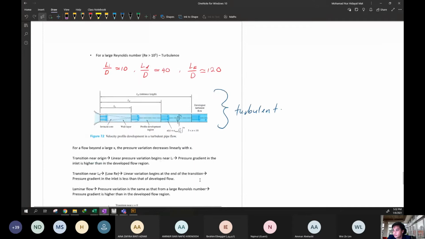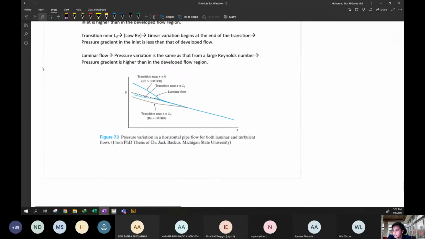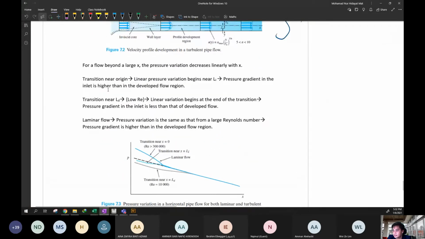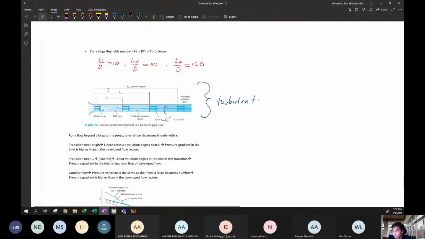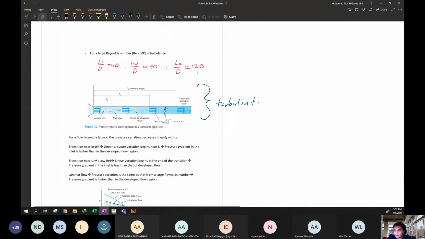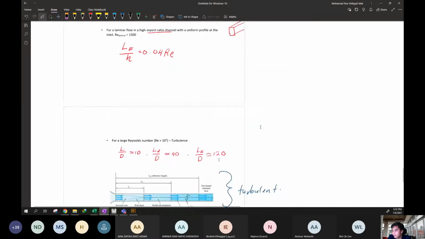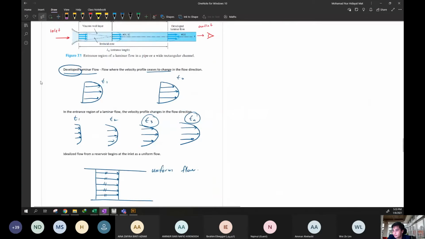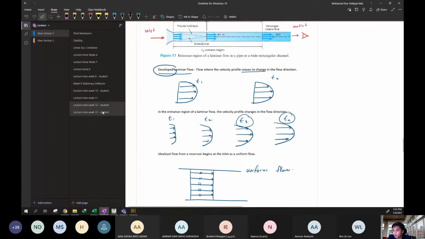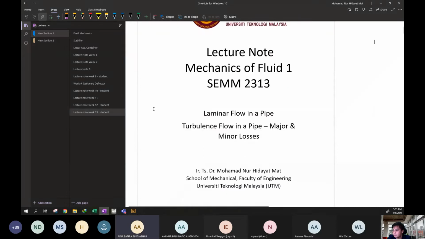So this is more on the theoretical part. You can read this one. This is the supplement for you. But the most important thing you need to master is the profile. For the turbulent, what happened inside the turbulent? We have the non-uniform flow, we have the inviscid core length, until the flow becomes matured and turns into developed turbulent flow. This is just a definition. Then we proceed to the laminar flow.